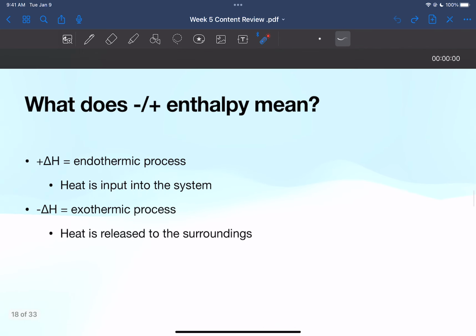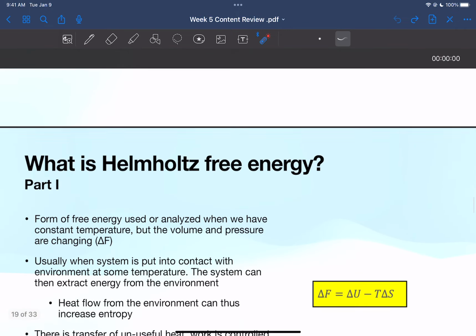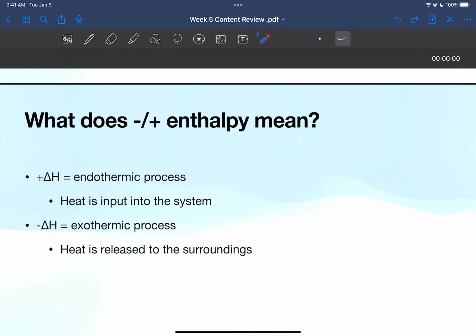Now, what does a positive or a negative enthalpy mean? Positive enthalpy means an endothermic process, so heat is input into the system. And negative enthalpy is an exothermic process where heat is released to the surroundings. So that's what enthalpy is so far.